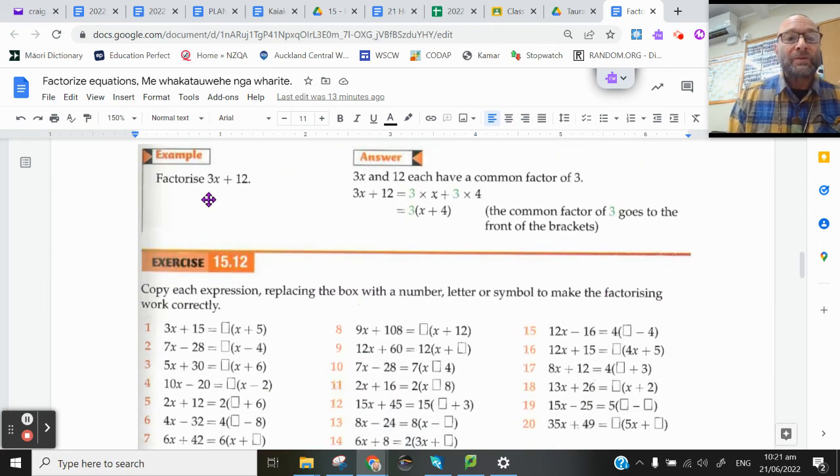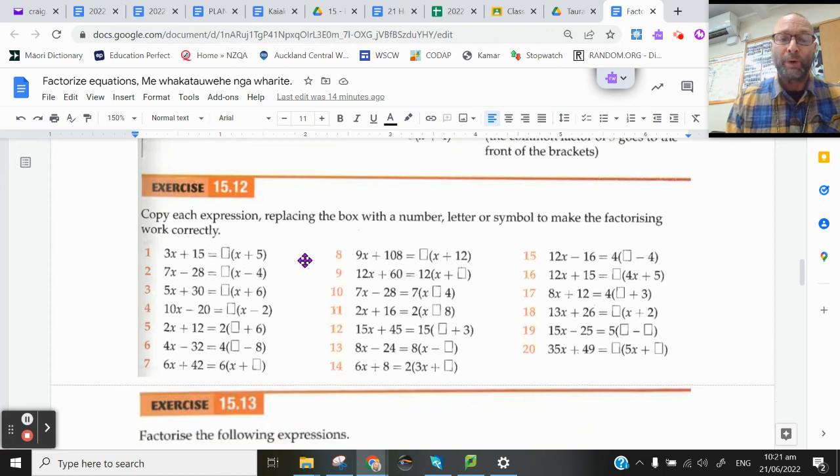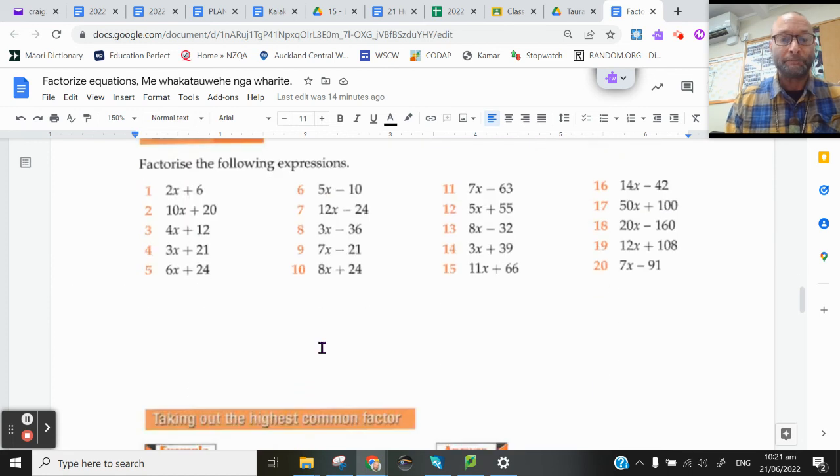Next example, factorize 3x plus 12. What is the biggest common factor of 3x and 12? Hopefully you were thinking 3. And that common factor of 3 goes outside of the brackets. And what you do, each one of these two terms, the 3x and the 12, will each be divided by that factor of 3. And 3x divided by 3, the 3's cancel, leaving just the x. And 12 divided by 3 gives us the 4. Okay? The common factor always goes out in front of the brackets. And now we're going to be ready for 15.12 and 15.13.